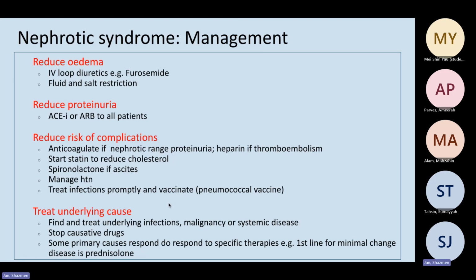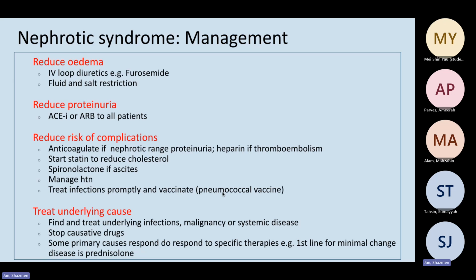To reduce their cholesterol, you'd start them on a statin. You can give them spironolactone if they develop ascites, and also manage their hypertension. As I alluded to before about the immunosuppression and recurrent infection, anytime they develop an infection, you want to treat it promptly because their immune system is down, and make sure that they're vaccinated with the pneumococcal vaccine if they aren't already.